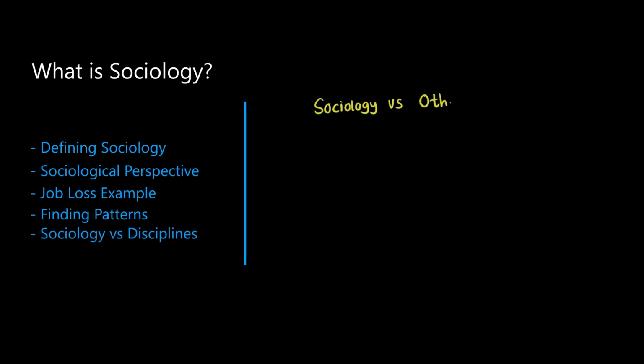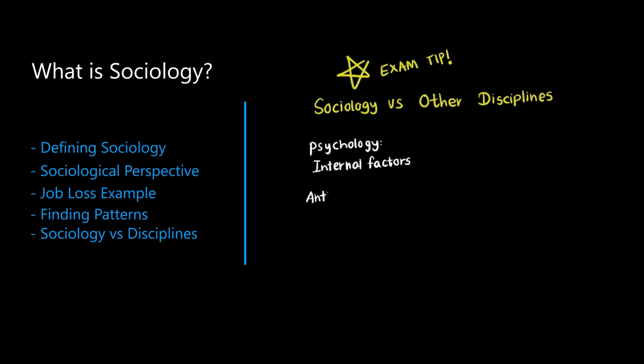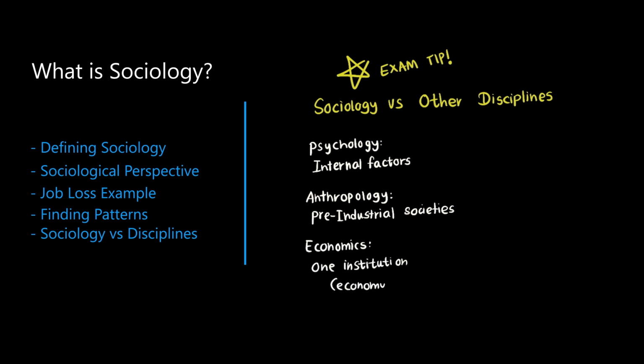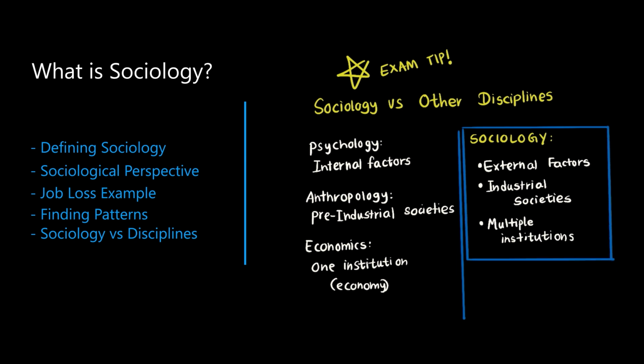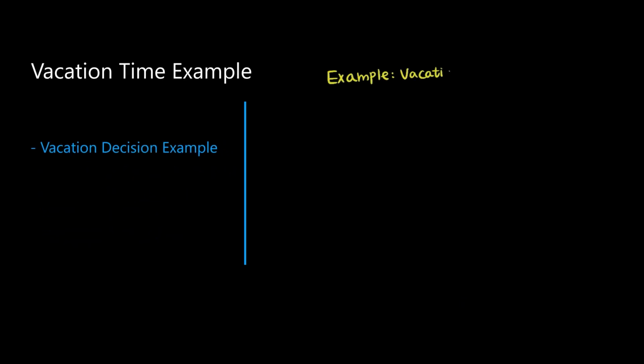Now, you might be wondering how sociology differs from other disciplines like psychology, anthropology, or economics. This is really important for your exam, so pay close attention. Psychology focuses primarily on internal factors, what's happening inside someone's mind. Anthropology typically studies pre-industrial or developing societies. Economics focuses specifically on one social institution, the economy. Sociology is different because it focuses on external factors that shape individuals, studies industrialized societies, and examines multiple social institutions simultaneously.